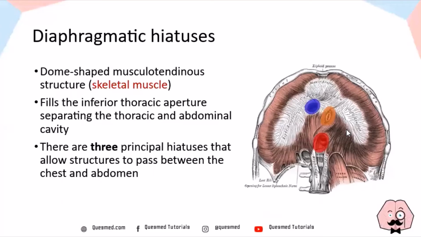So as I said, the thoracic outlet, or the inferior thoracic aperture, is completely closed off by the diaphragm. But obviously things need to get between the thorax and the abdomen. So there are 3 main diaphragmatic hiatuses through which structures pass. The diaphragm itself is skeletal muscle, so it's under voluntary control, and is formed from 2 crura, the left crus and the right crus. As I said, there are 3 hiatuses which the fibers of the diaphragm wrap around.